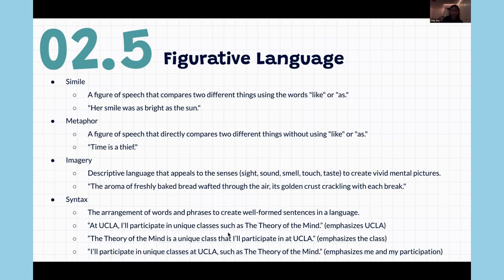For example, if I say, at UCLA, I'll participate in unique classes such as the theory of the mind, it's emphasizing the fact that I'm doing this at UCLA because I said it first, and that's going to stick out to the audience. But if I say, the theory of the mind is a unique class that I'll participate in at UCLA, that emphasizes the class and how I really want to take this class called the theory of the mind. But in my final example, if I say, I'll participate in unique classes at UCLA, such as the theory of the mind, then that's emphasizing me and my participation.